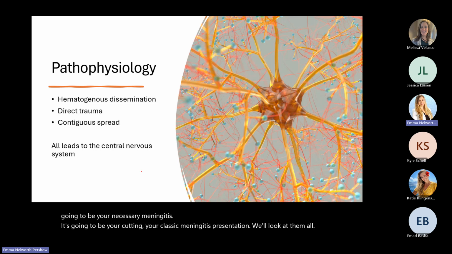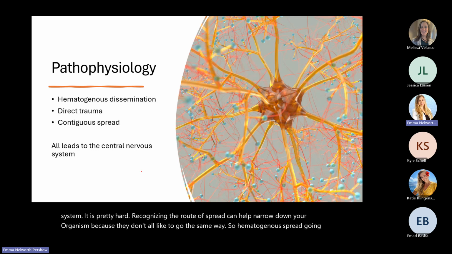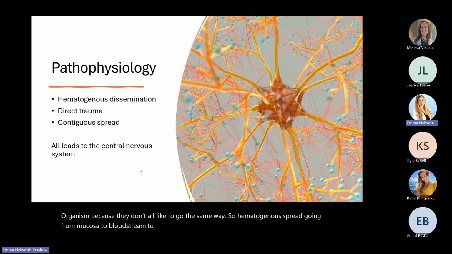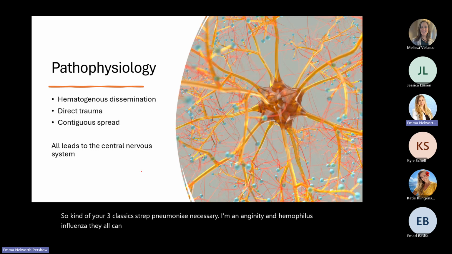From a pathophys perspective, there's 3 routes that you can get into the central nervous system. Recognizing the route of spread can help narrow down your organism because they don't all like to go the same way. So hematogenous spread, going from mucosa to bloodstream to crossing the blood-brain barrier, or even getting in through the choroid plexus, which is creating our CSF. That's classic for strep pneumoniae, Neisseria meningitidis, H. influenzae, and even Listeria. So kind of your 3 classics, strep pneumoniae, Neisseria meningitidis, and Haemophilus influenzae. They all can go via hematogenous spread.